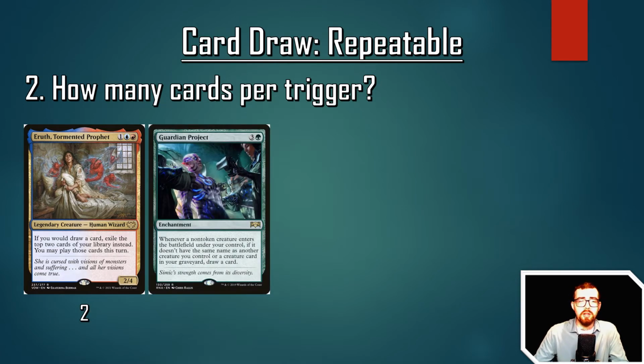Another example, Guardian Project. It is an enchantment for 3 and a green. Whenever a non-token creature enters the battlefield under your control, if it doesn't have the same name as another creature you control or a creature card in your graveyard, draw a card. So in Commander, this just means play a creature, draw a card. Unless you're playing Pack Rats, and this is somehow in the deck. So this triggers 1 time for each cast, right? Or for each enters the battlefield, which can be really good with flicker or recursion strategies. So that one is 1.